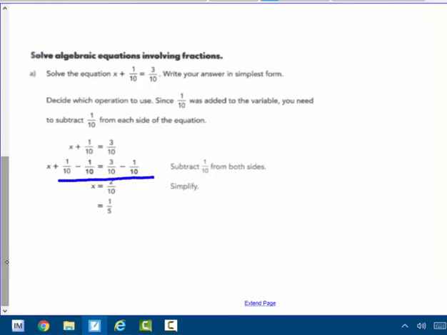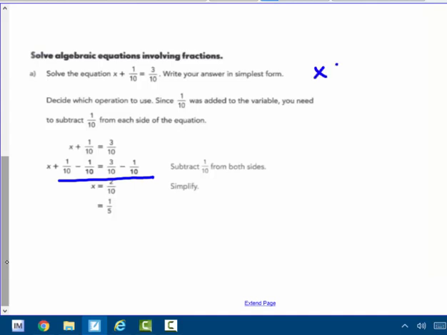We're not going to do it horizontally, so it's not going to look exactly like this. Solve the equation x plus 1/10 equals 3/10. So what plus 1/10 will give you 3/10? Write your answer in simplest form. Decide which operation to use. Since 1/10 was added to the variable, you will need to subtract 1/10 from each side of the equation.